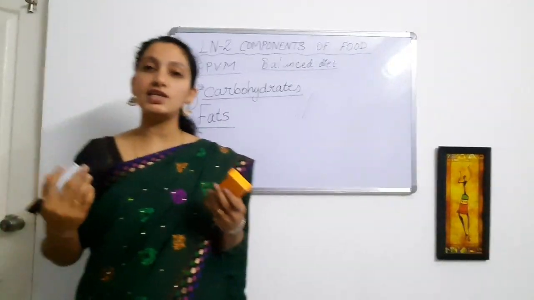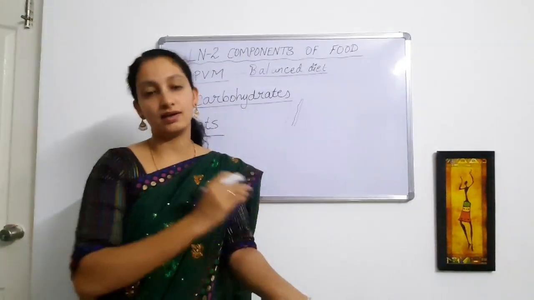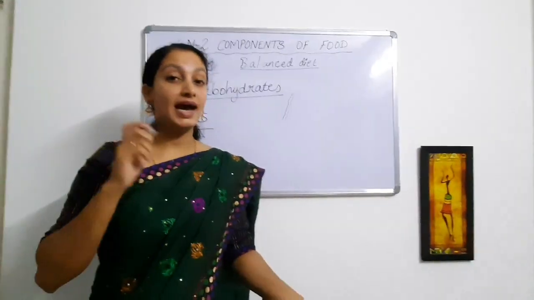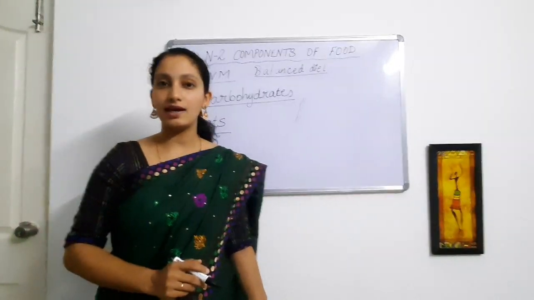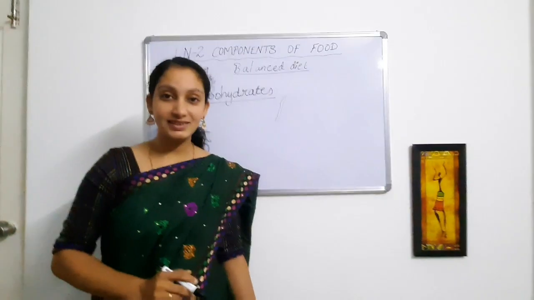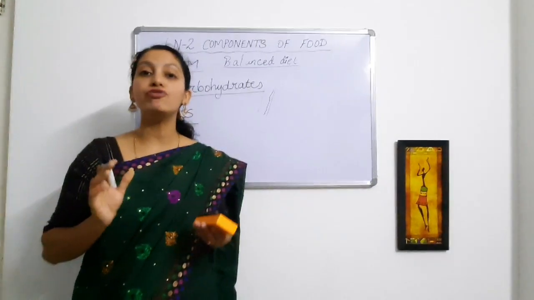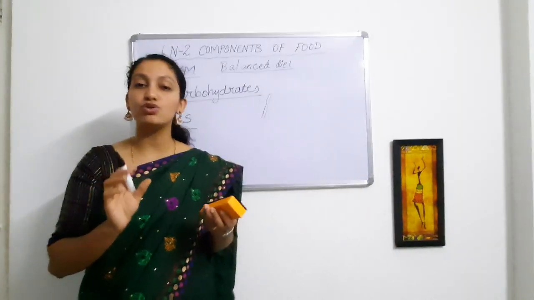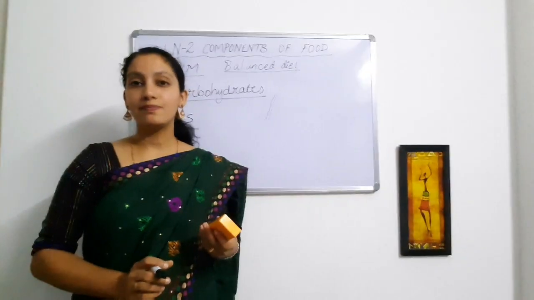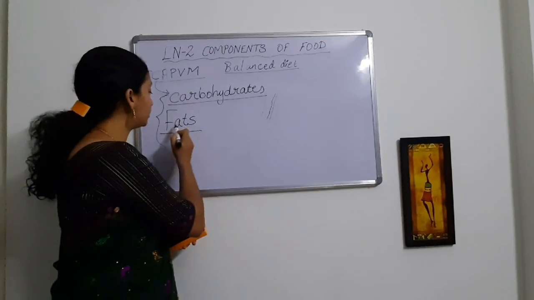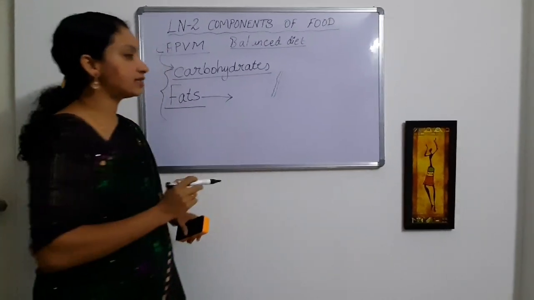So where are these fats stored in your body? Under the skin layer, and around the heart and kidneys. So all these places, this extra energy is stored in the form of fat. Also, this fat is giving warmth, the heat, to your body. So this is the component called fats.